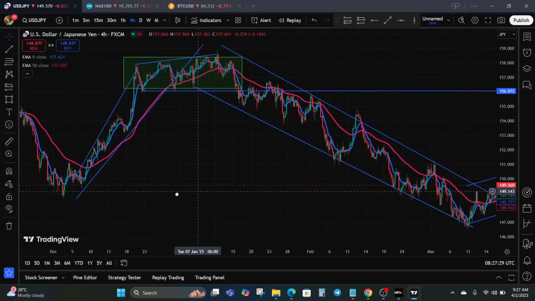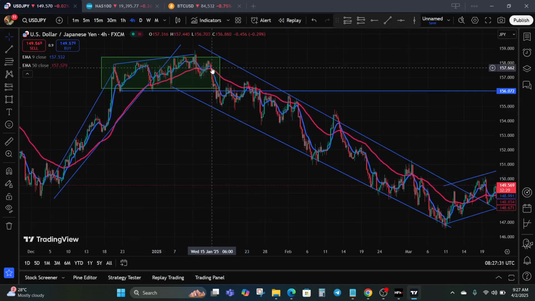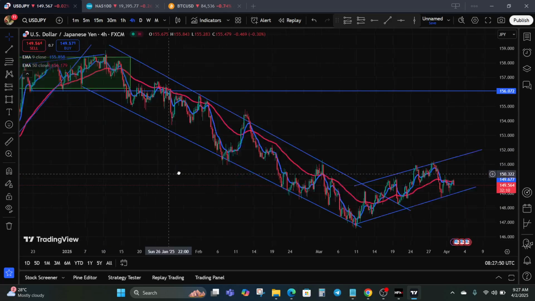And then a bearish reversal happens when the shorter EMA crosses below the longer EMA. So we had a bearish reversal happening here. And this works well in strong trending markets and helps confirm momentum shifts. Then finally, we have the price action reversal patterns like double tops, double bottoms.